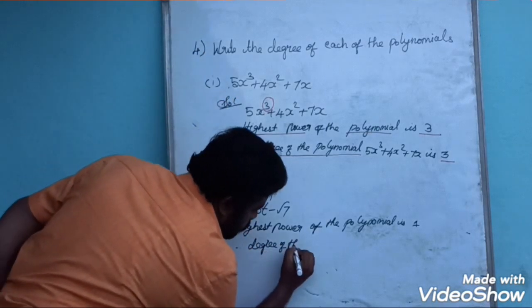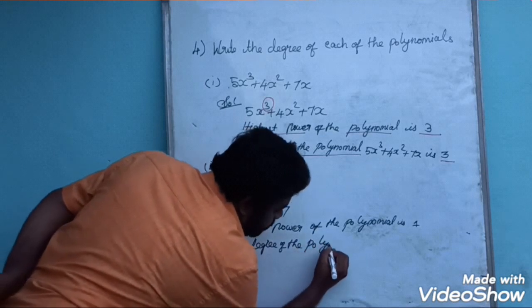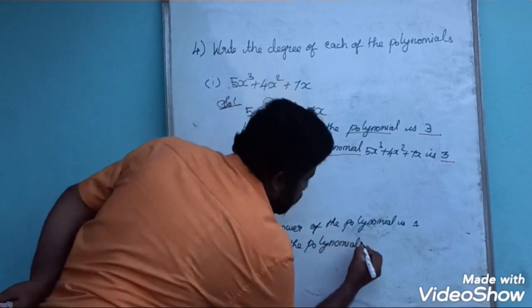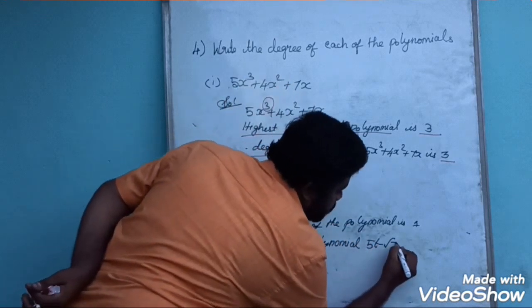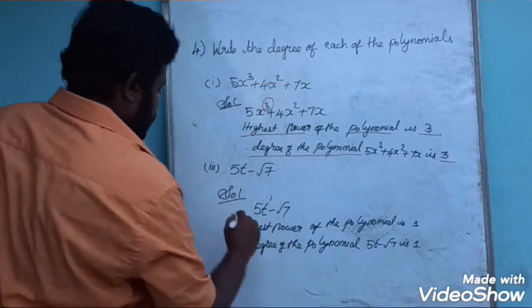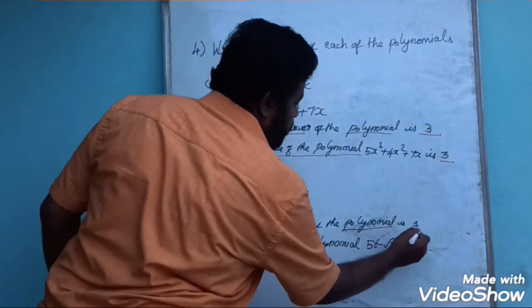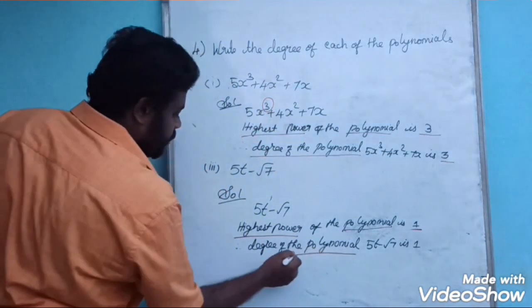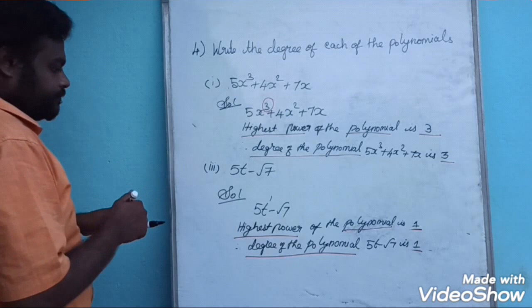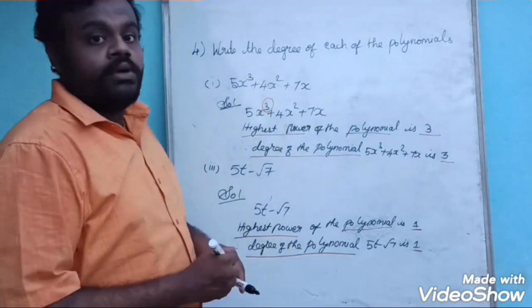Therefore, the degree of the polynomial 5t minus root 7 is 1. In the same way, the highest power of the polynomial is 1, so the degree of the polynomial is 1.